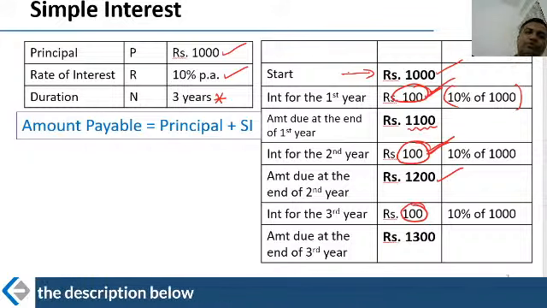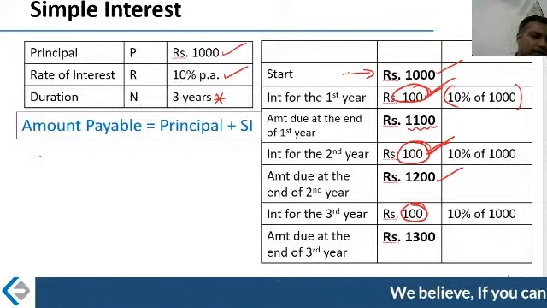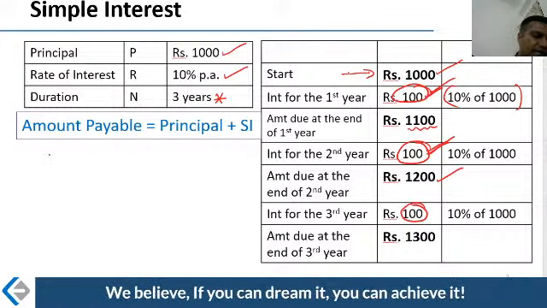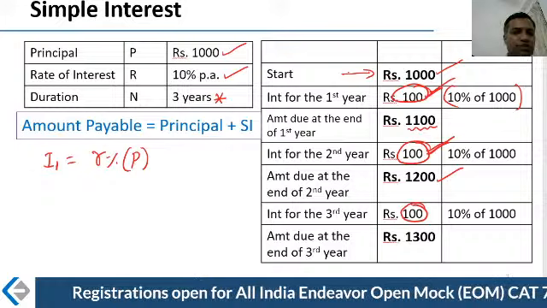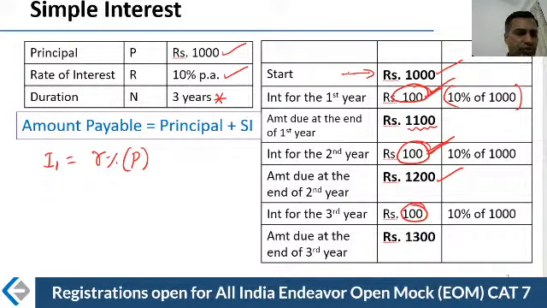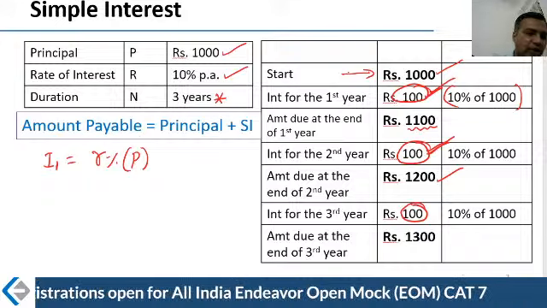Most of you would know how to calculate simple interest. So how do I calculate the interest for a particular year? Let's say I only want the simple interest for the first year. How do you calculate it? You will say it is going to be R percent of what? R percent of principal, right? Interest for the first year is going to be R percent of principal.